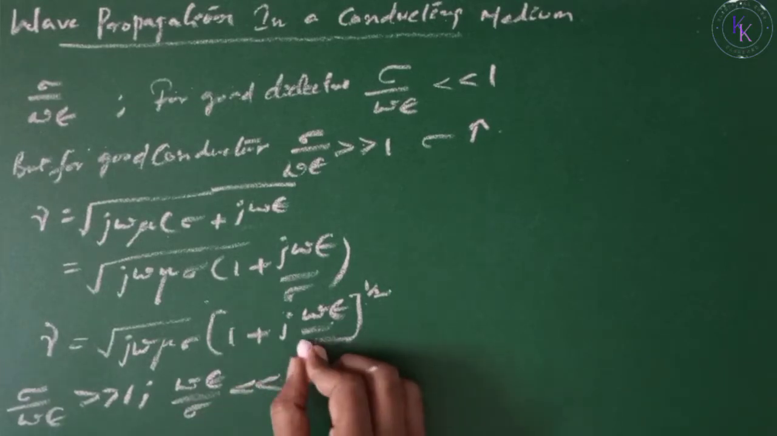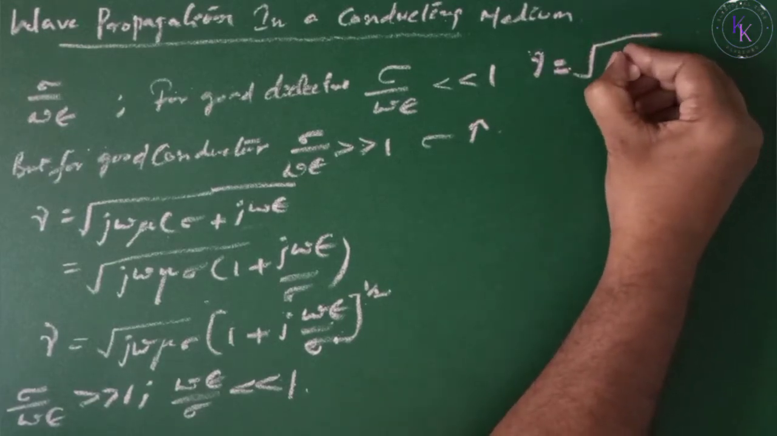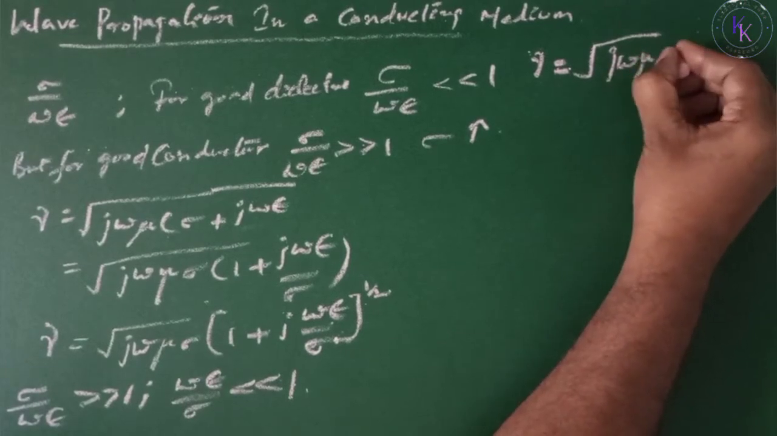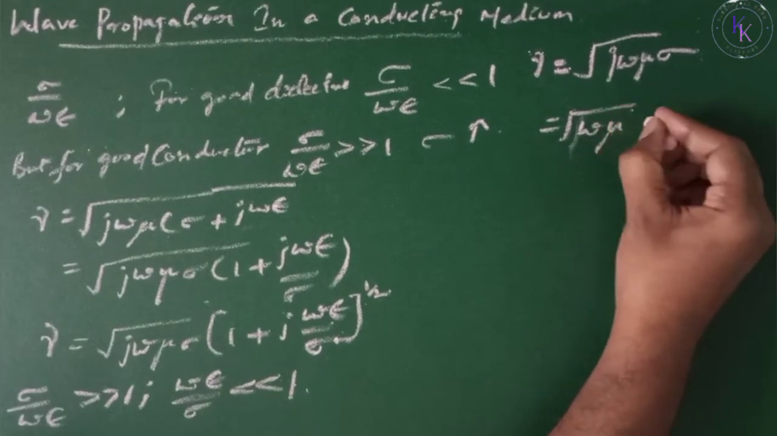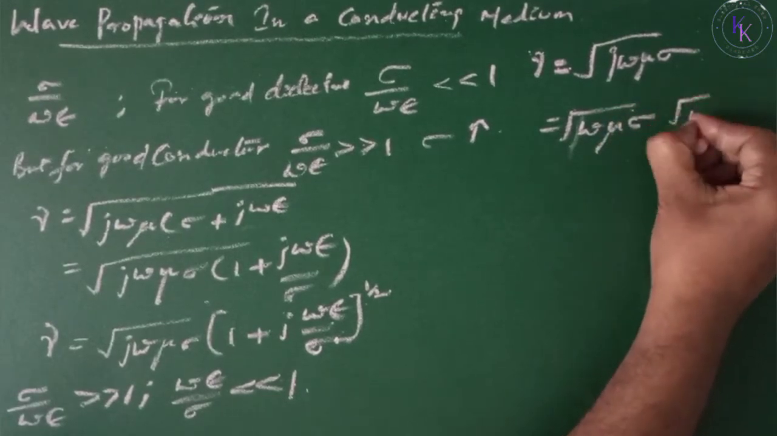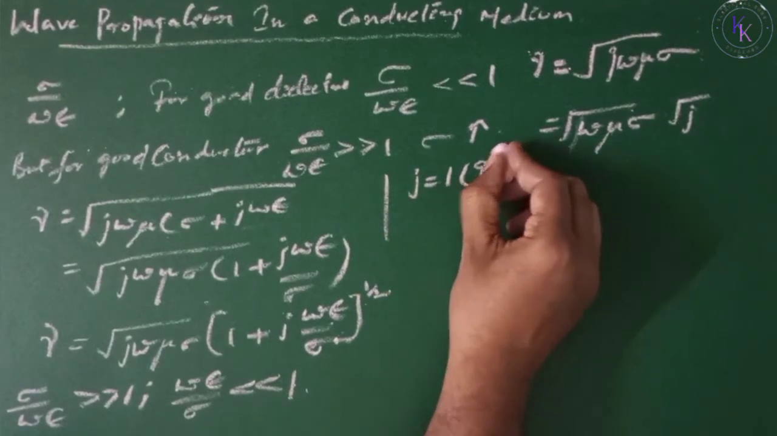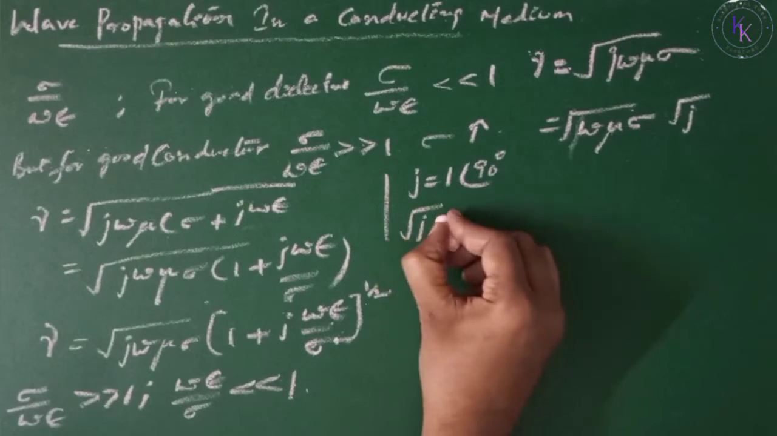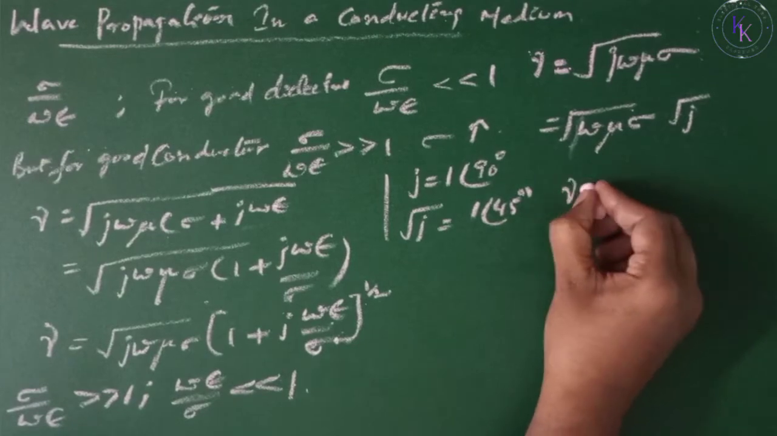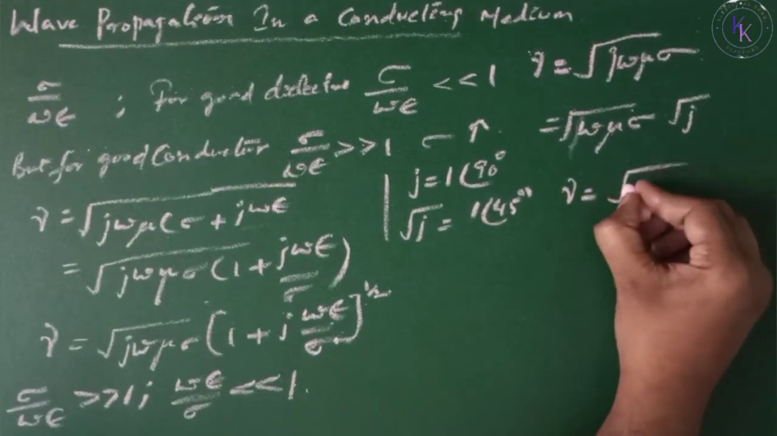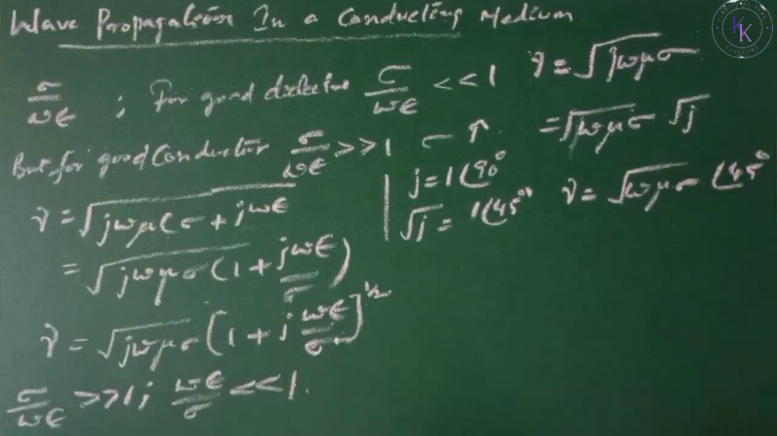The approximate value for gamma equals square root of j omega mu sigma. This we can write as square root of omega mu sigma times square root of j. We know j equals 1 at an angle of 90 degrees, then square root of j equals 1 at an angle of 45 degrees. Then we can write gamma equals square root of omega mu sigma at an angle of 45 degrees.